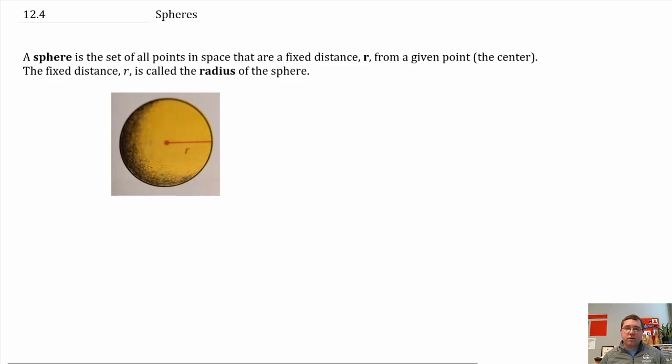This is the video for section 12.4, spheres. A sphere is the set of all points in three-dimensional space that are a fixed distance r from a given point in any direction. That fixed distance r is called the radius of the sphere, which functions like a radius for a circle does. So we have the radius in that direction, in that direction, in that direction, and they're all the same, no matter which way we go.